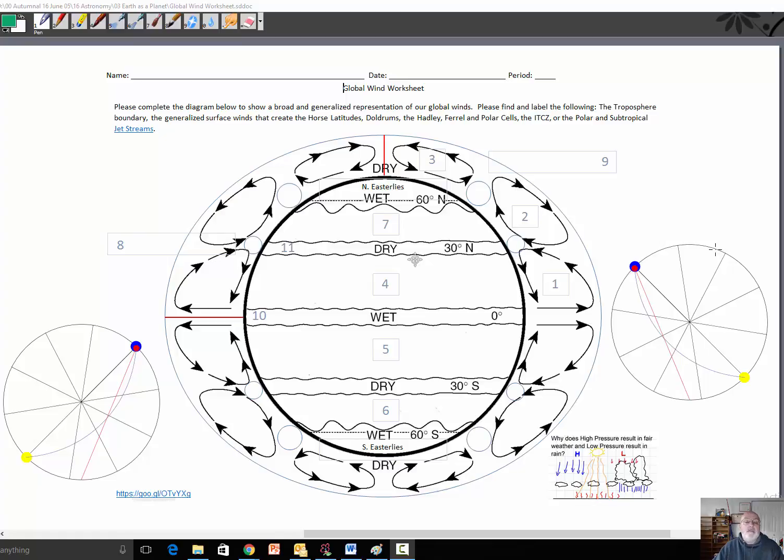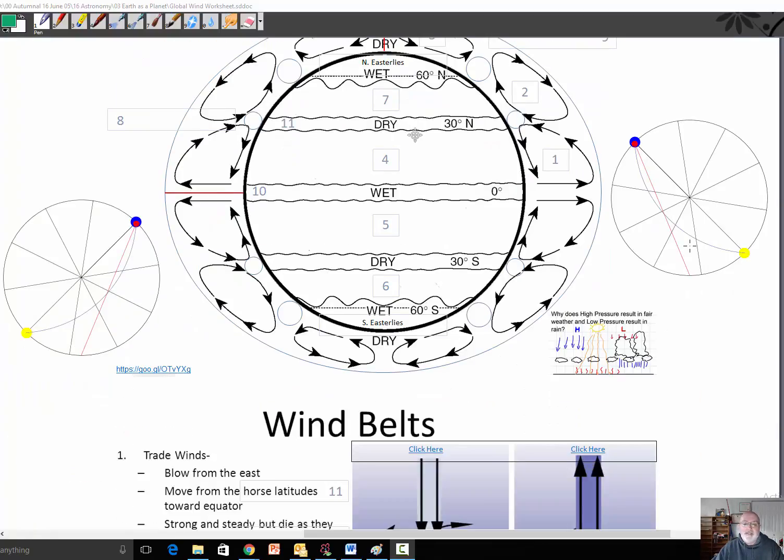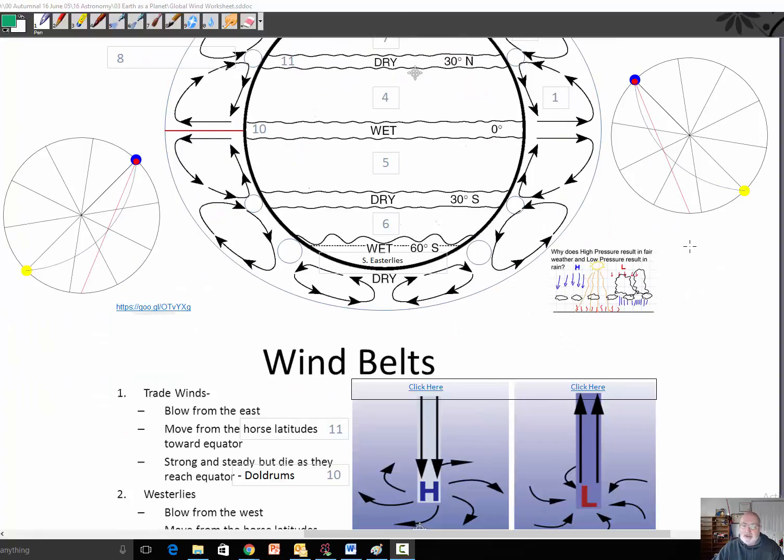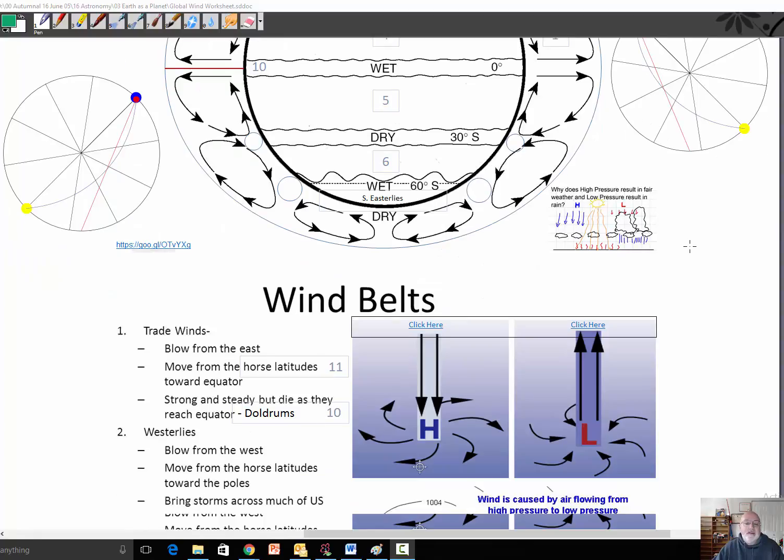Hello, and what I'm going to do today is talk about global winds. This is a global wind worksheet that we worked on in class, at least in the even classes. Not so much odd because of all the disruptions we've had in our schedule this past week.